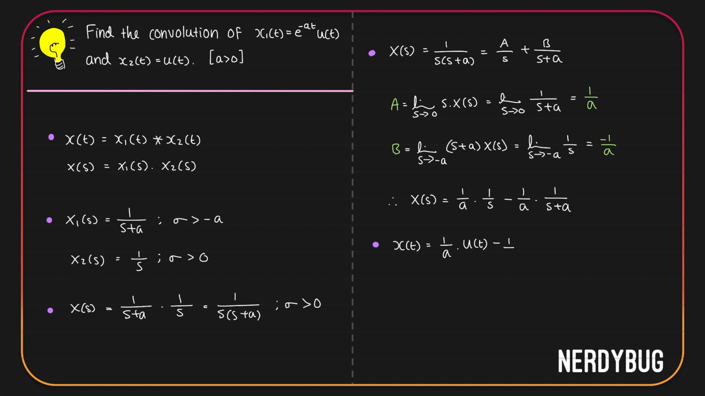For the next term, we have minus 1 by a times inverse Laplace transform of 1 by s plus a. Since the function is right-sided, it is e raised to minus at u of t. If it were left-sided, we would have written minus e raised to minus at u of minus t. Putting them together, we get x of t is equal to 1 by a times 1 minus e raised to minus at u of t. This is the convolution of e raised to minus at u of t and u of t.